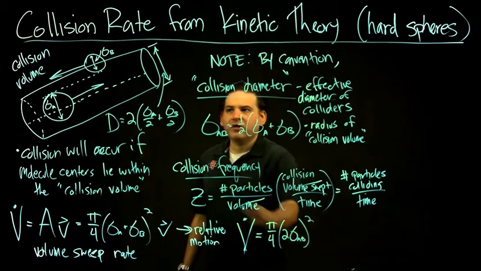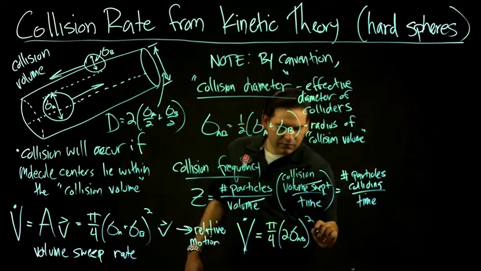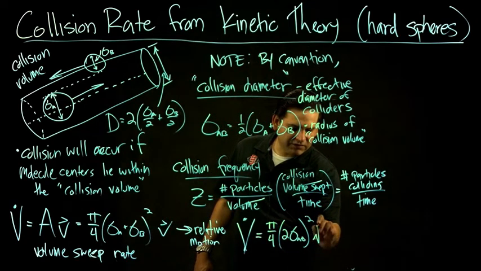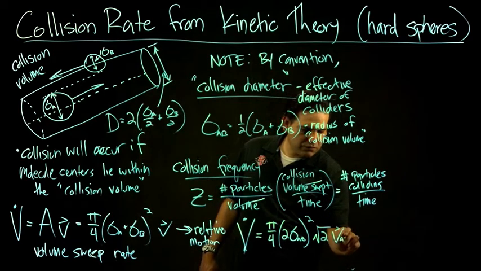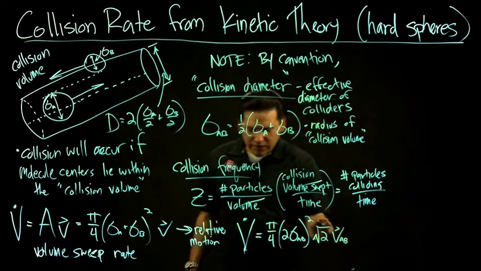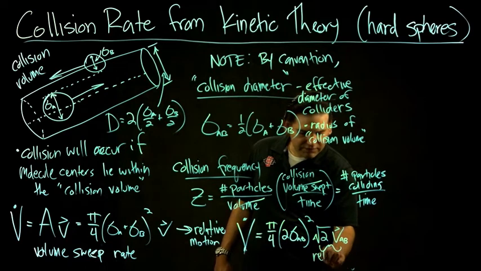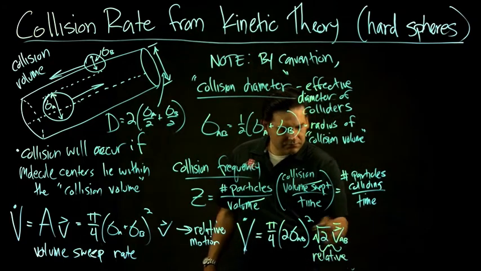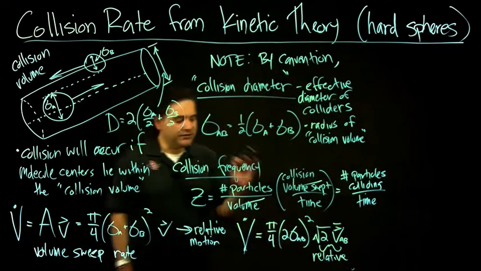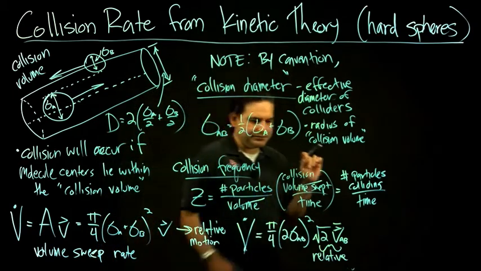So the collision diameter is the radius of this. That's going to give us the volume. And then because it's relative motion, you have the square root of 2. And this is the relative velocity. So this is relative motion. And this is the median diameter. It's a velocity. I mean, the median velocity, it's the fact that you have a distribution.